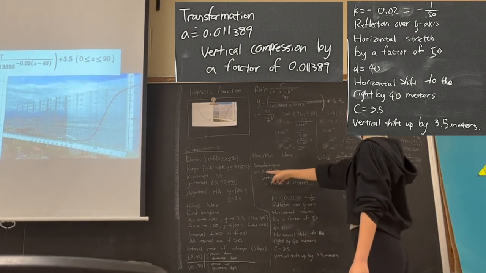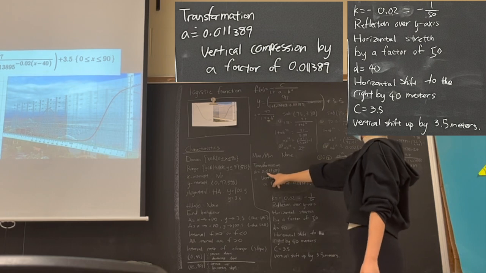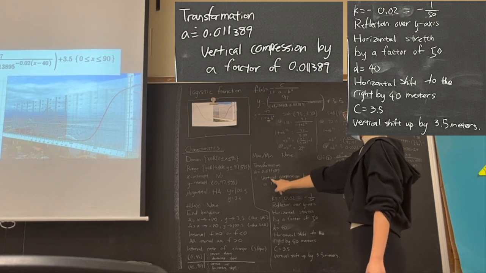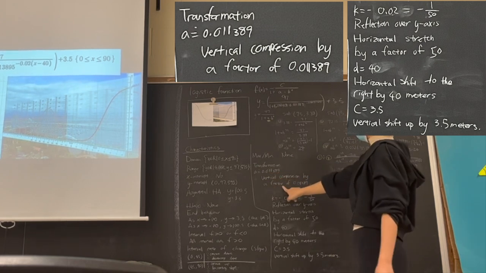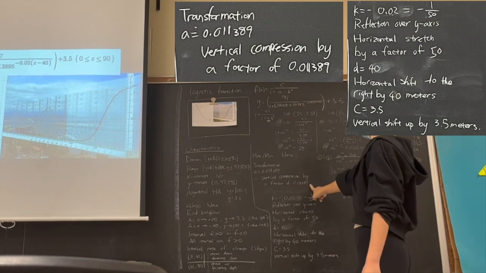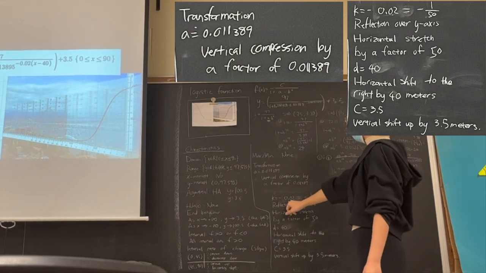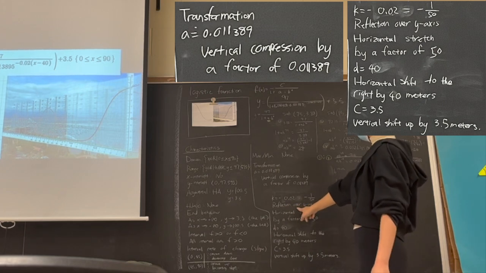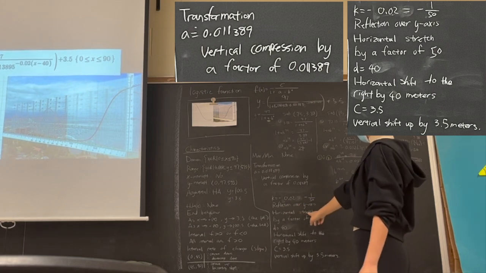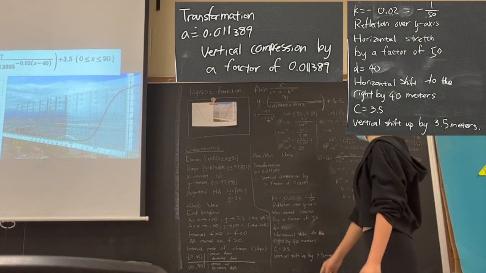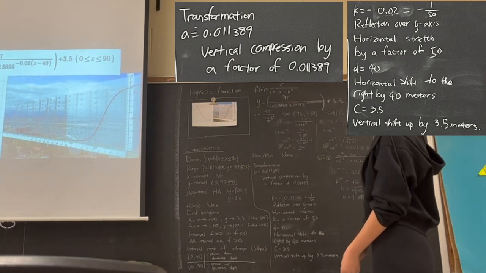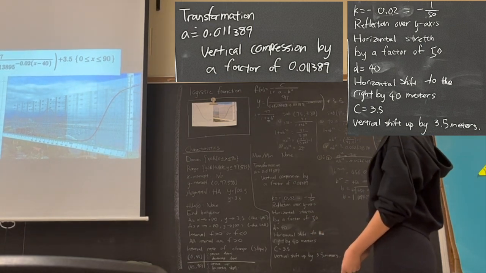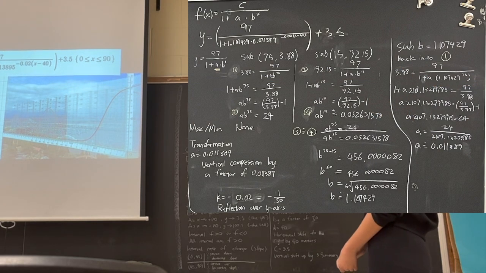And then the a value is 0.011389. That's a vertical compression by a factor of 0.011389. And the k value is negative 0.02, which is negative 1 over 50. So that is a reflection over the y-axis and a horizontal stretch by a factor of 50. And the b value is 40, and that's a horizontal shift to the right by 40 meters. And the c value is 3.5. That's a vertical shift up by 3.5 meters.